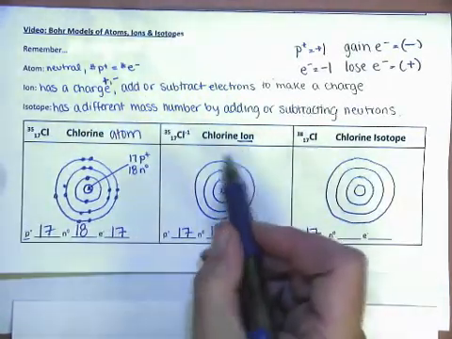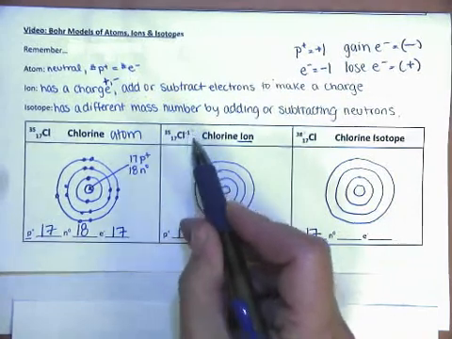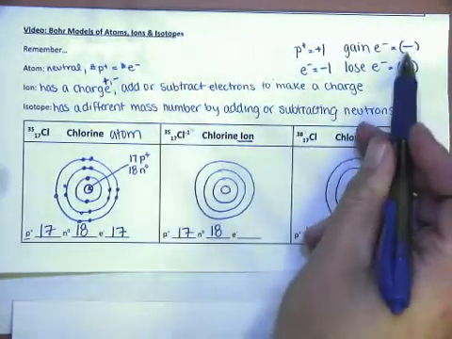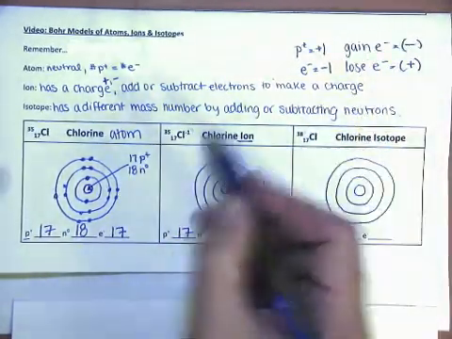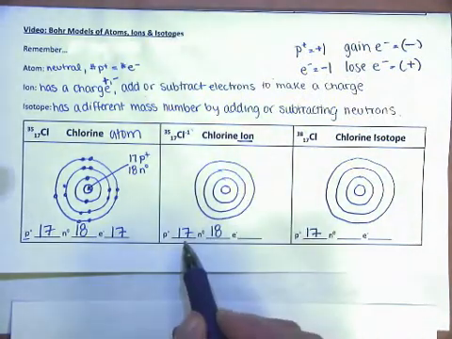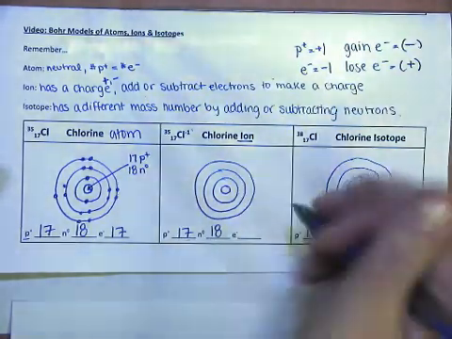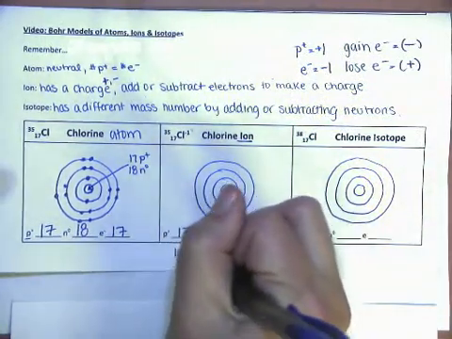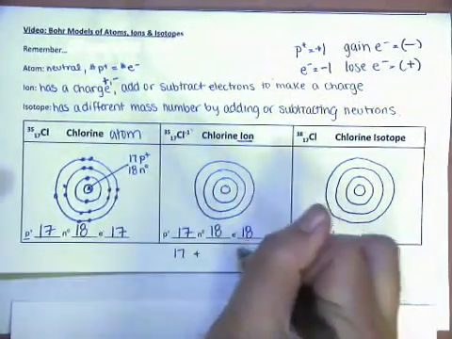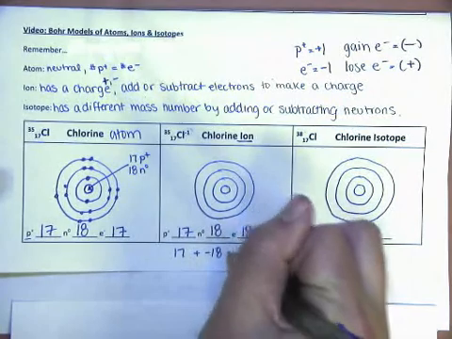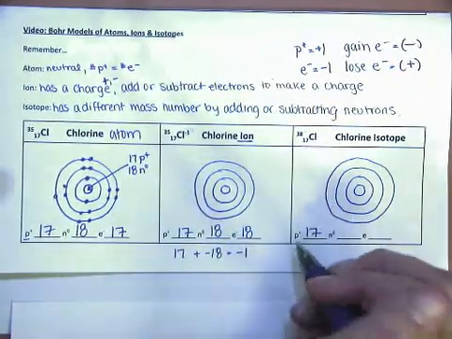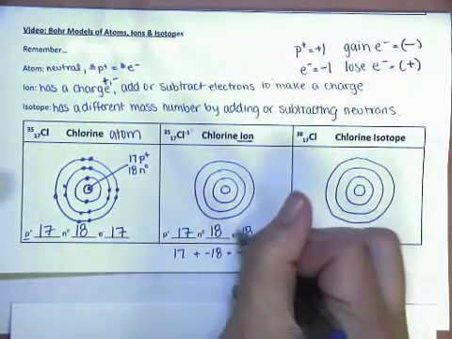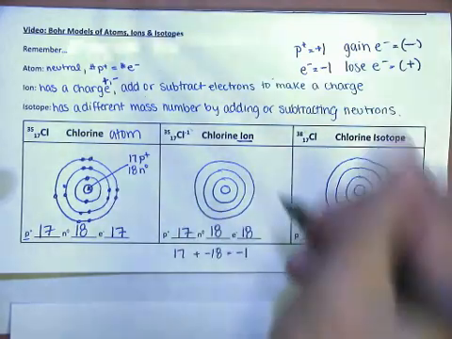When I make my ion, I have this charge of -1. A negative charge means that I've gained an electron. In this case, I've gained 1. So instead of having 17 electrons, I now have 18 electrons. That means my total, 17 plus -18, gives me an overall charge of -1. That means that I have 1 more electron than I did before.